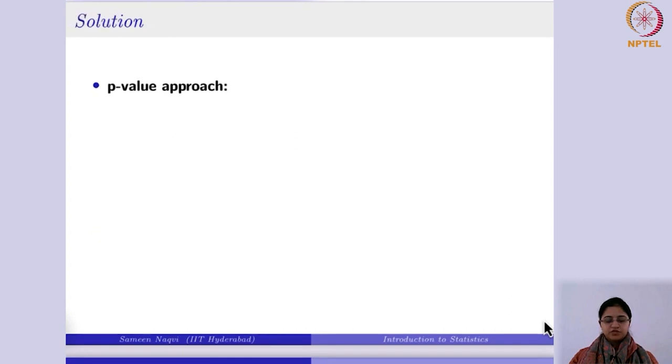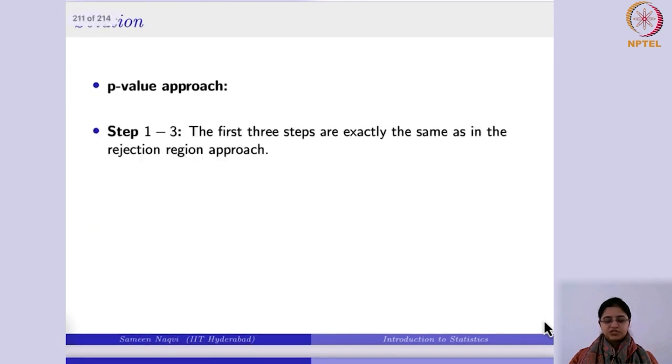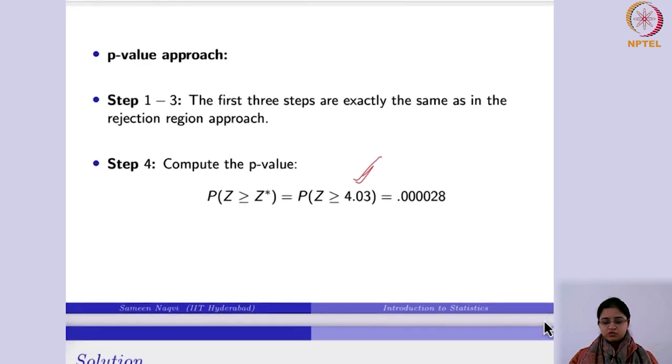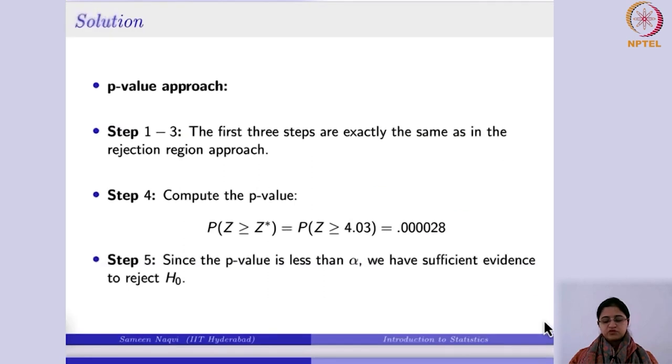If you have to solve it using the p-value approach, again you can write the first three steps the same way. You will compute the p-value, the probability that z star, which is given to you as 4.03, is exceeded. It is a right tail test, so you will write the p-value in this way, and if you look from the table, you would get that it is 0.0040, a very, very small value. So the p-value is obviously going to be less than alpha, whatever alpha you take. So you reject the null hypothesis and conclude that the alternative is true.